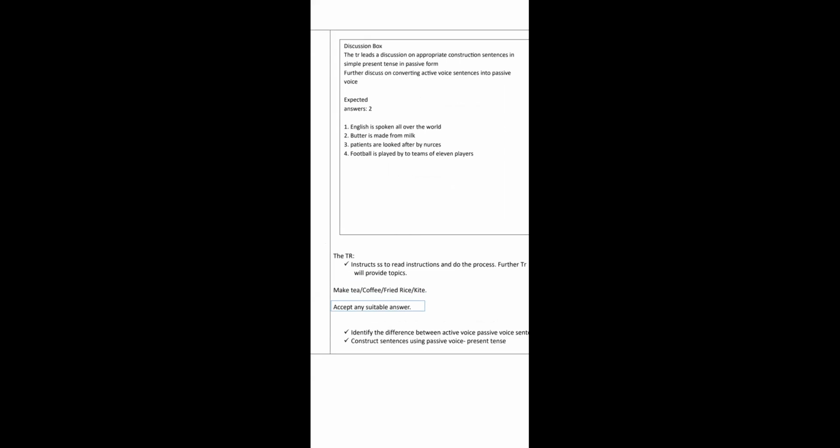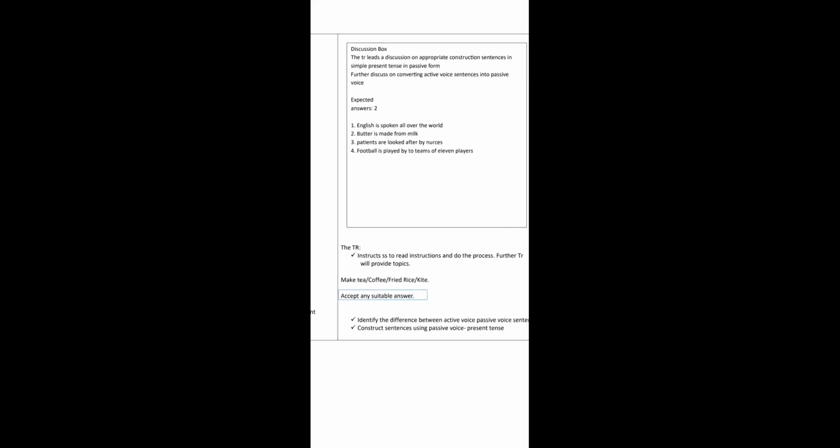Next, the teacher leads a discussion on appropriate construction of sentences in simple present tense. Further, discuss converting active voice sentences into passive voice. Expected answers under that: English is spoken all over the world. Butter is made from milk. Patients are looked after by nurses.